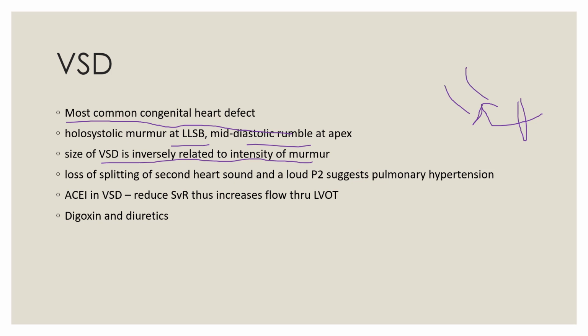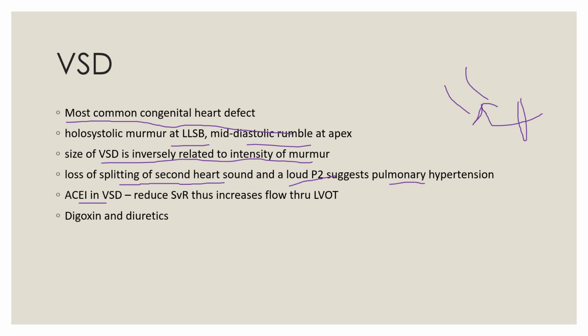Okay, so there are two kinds of pulmonary hypertension. There is an obstructive pulmonary hypertension, which can happen with pulmonary stenosis, and there is also a flow-related pulmonary hypertension, which is due to the excess flow. That can lead to pulmonary hypertension, and you can have loud P2 and loss of splitting of the second heart sound. Okay, actually there is splitting, maybe fixed splitting, but now there can be loss of splitting.